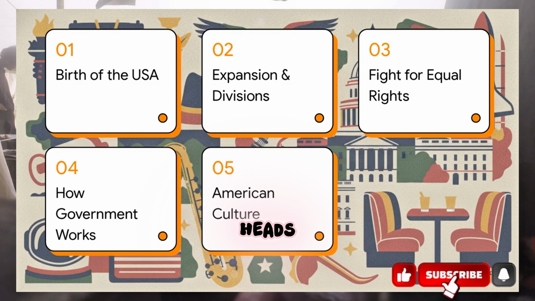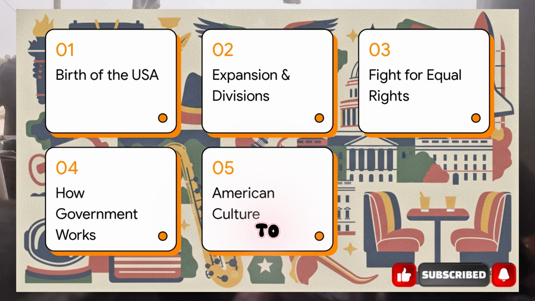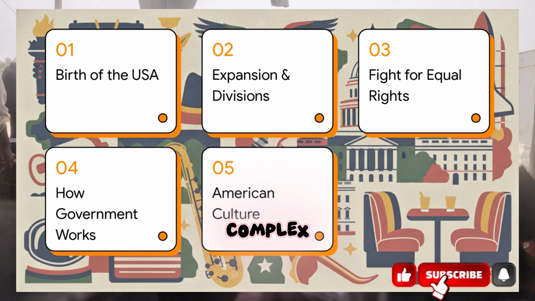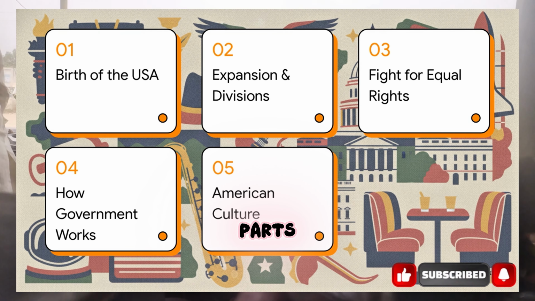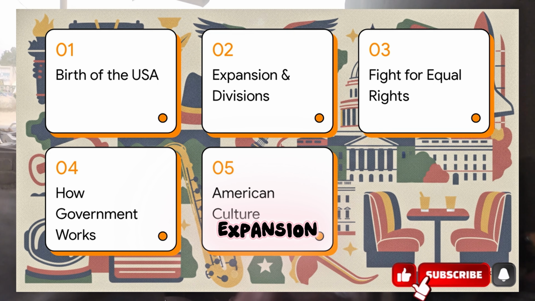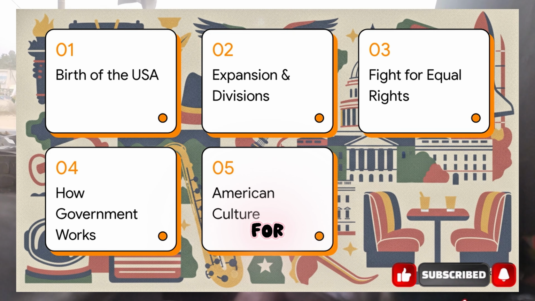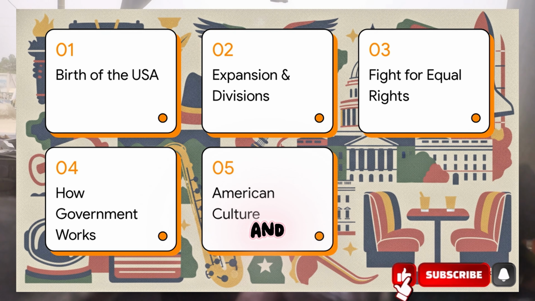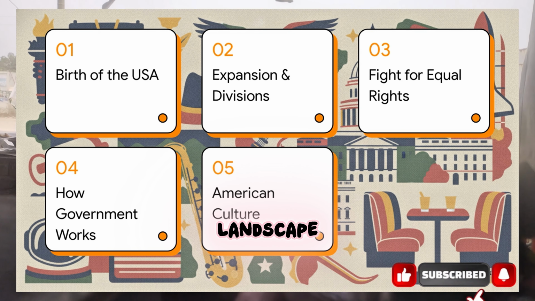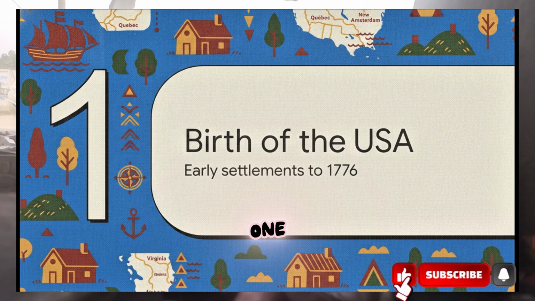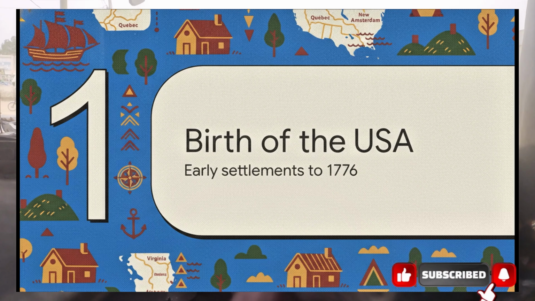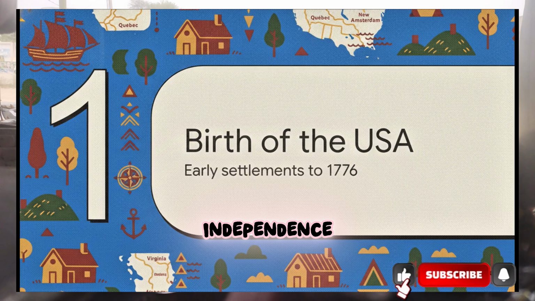To really wrap our heads around how this dynamic mosaic came to be, we're going to break centuries of complex history down into 5 quick parts: the birth of the United States, expansion and deep divisions, the fight for equal rights, how the government works, and finally, the American cultural landscape. Let's dive right in. Part 1. The birth of the United States. From early settlements right up to independence.